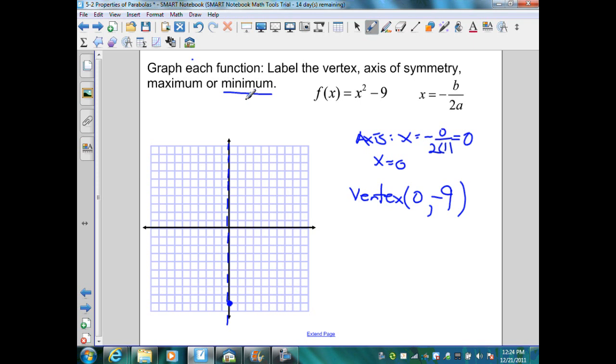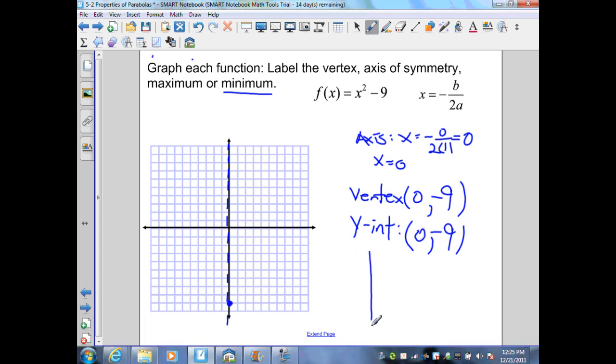And now I need to generate the y-intercept. And that y-intercept is going to be 0, comma, what c is. And c is a negative 9. So my y-intercept is the vertex. Now, since it is the vertex, I need to generate 2 x-coordinates other than the one given to me.